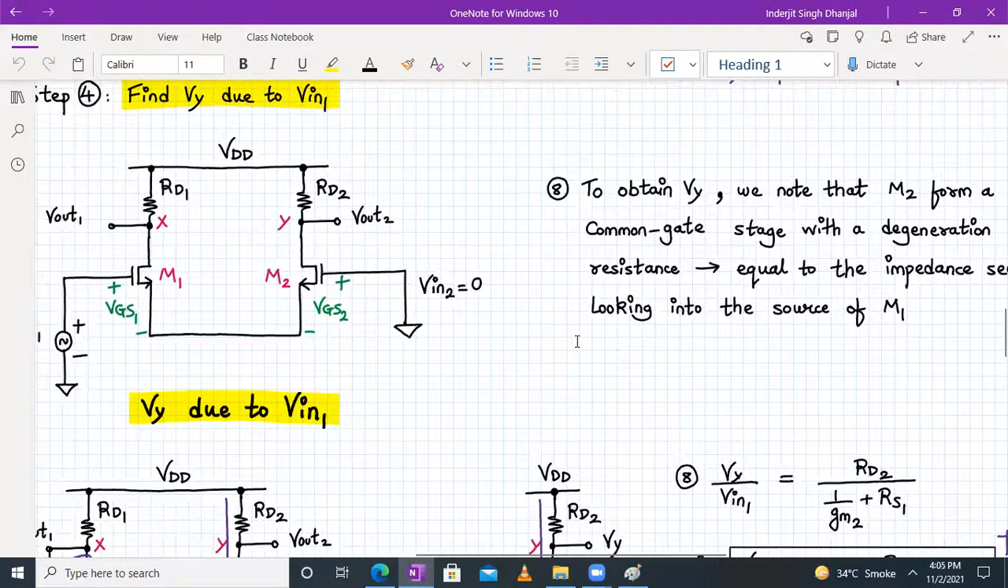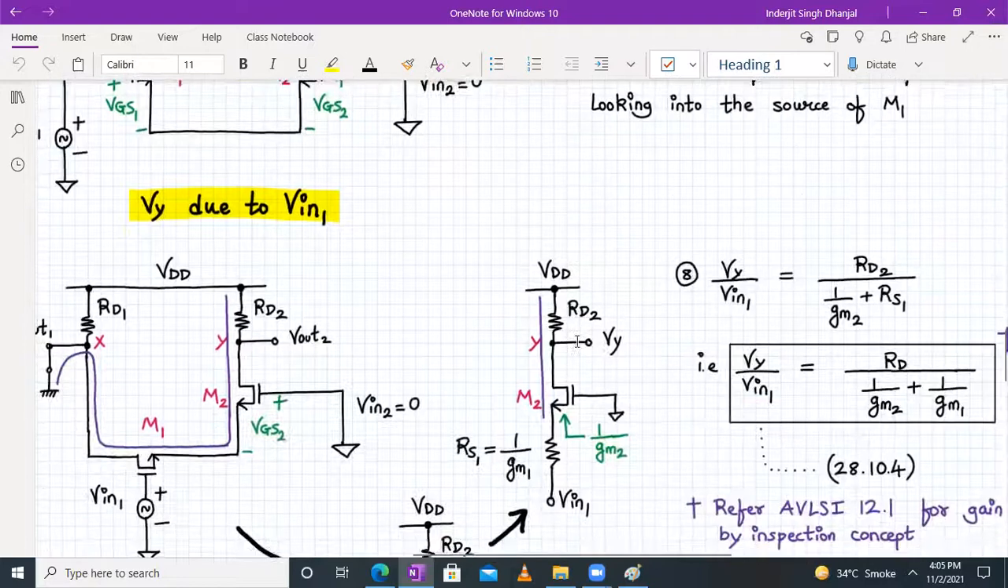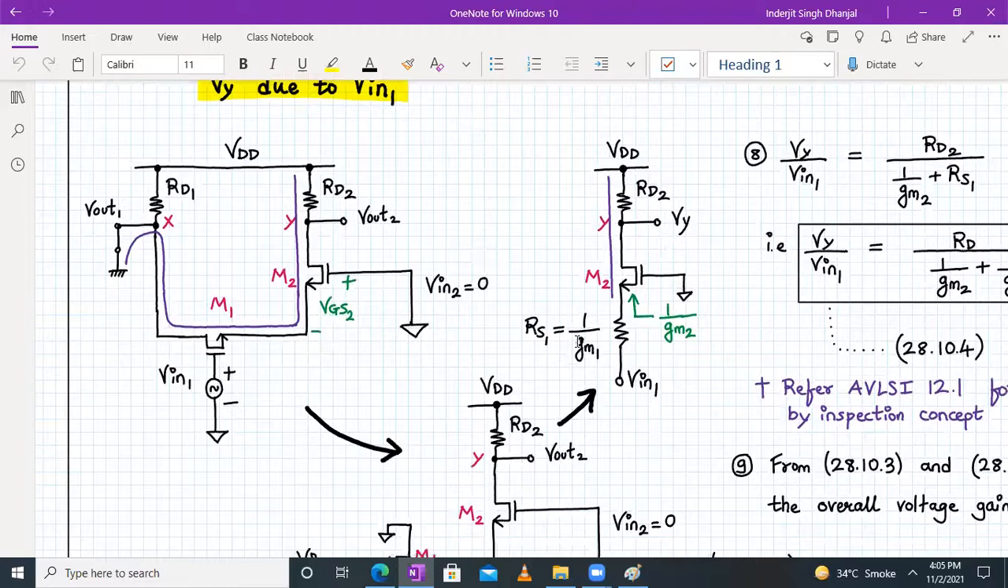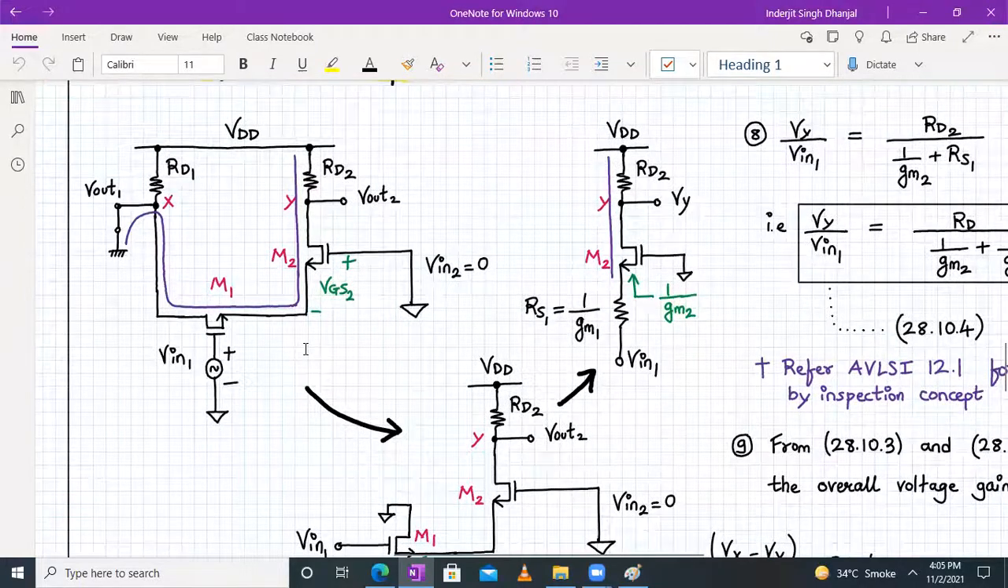To obtain Vy, we note that the M2 transistor forms a common gate configuration with source degeneration, which is again equal to the resistance looking into the source terminal. What do we have over here? Let's say Vout2, or the Y terminal. From VDD, through RD2, current flows to M2, M1, and finally to the ground. So this circuit can be redrawn as follows.